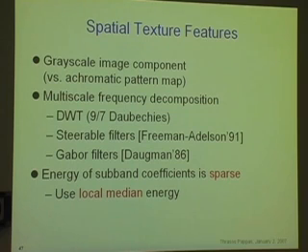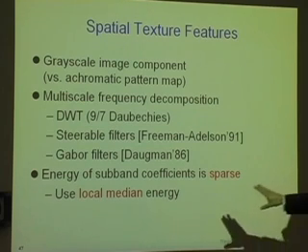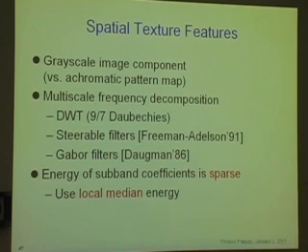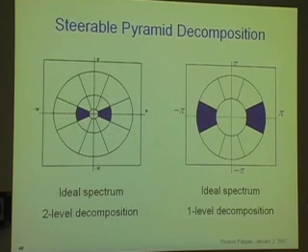But the problem is, if you look at the energy at the subbands, it's sparse. Even if you have a uniform texture, the energy is sparse. So you need something there to consolidate, and we use a local median operation. So just to show you, this is the steerable filter decomposition. Actually, because the images are very small, we only use 1 scale, but you can extend to multiple scales.